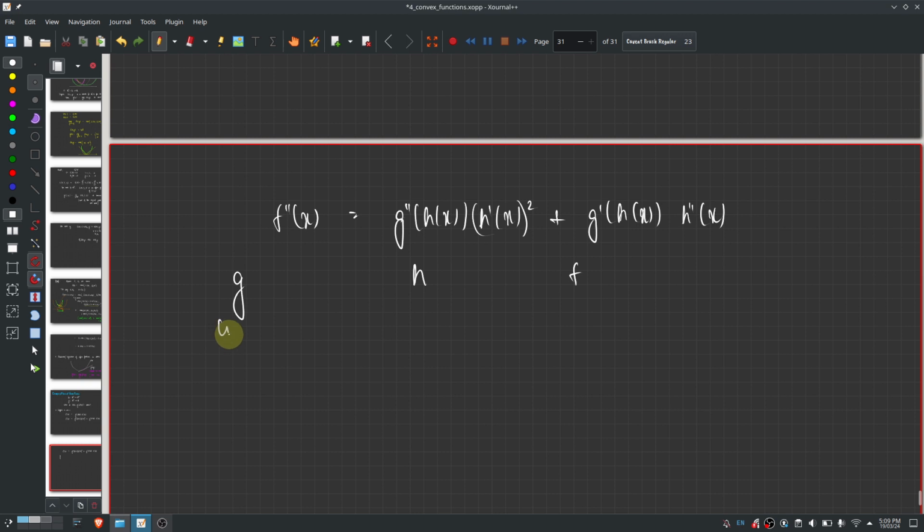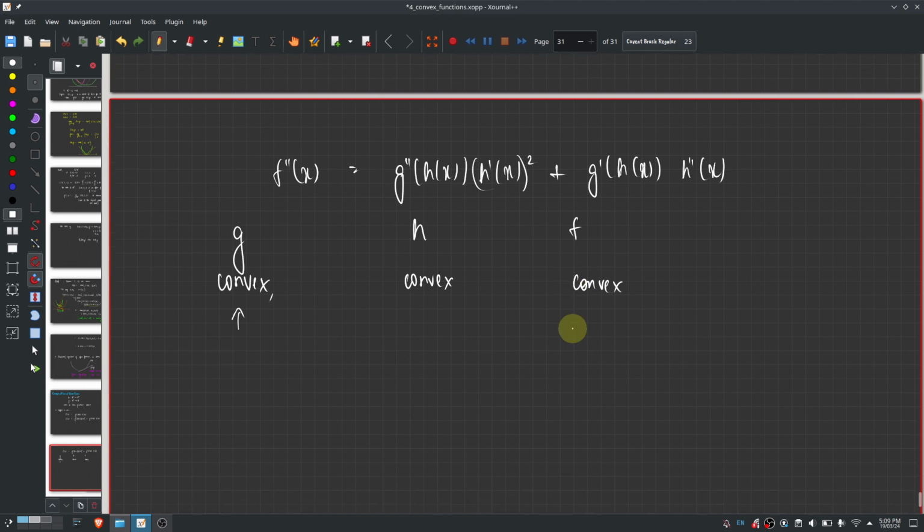So if g is convex and at least non-decreasing, and h is also convex, then f is convex. Any other conditions? Any other condition under which f can be convex?